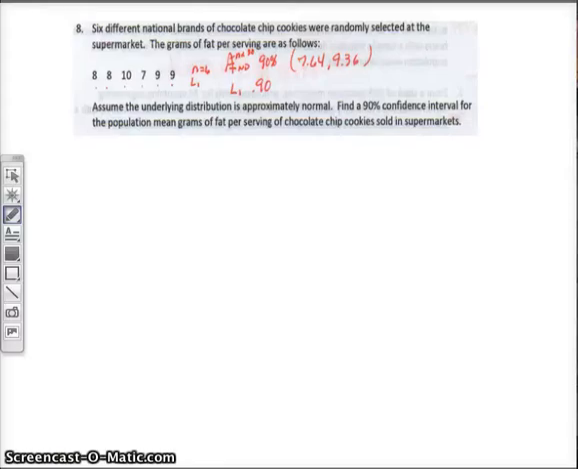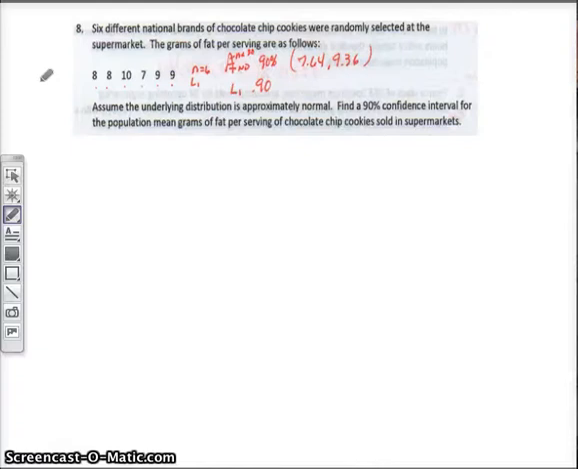I wanted to give you another example of this particular lesson, number 17, where we have data. So here we go. We have 6 different national brands of chocolate chip cookies randomly selected at the supermarket. The grams of fat per serving are as follows: 1, 2, 3, 4, 5, 6. We only have 6 pieces of information, folks. We could put that in our calculator and find the mean and the sample standard deviation.